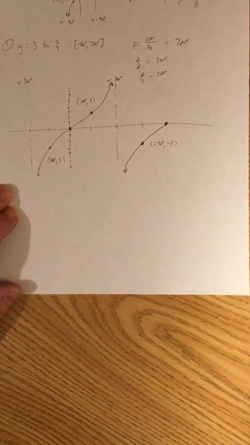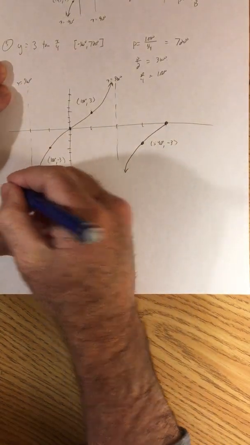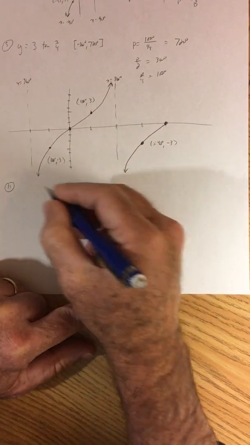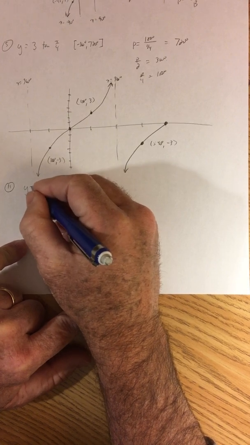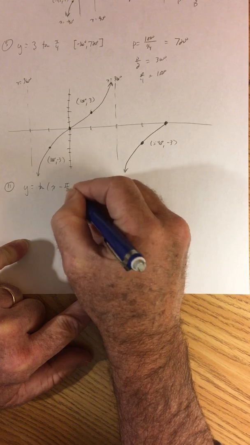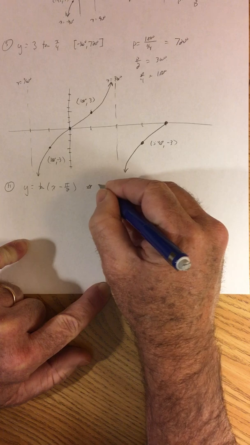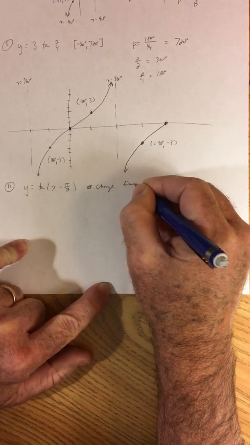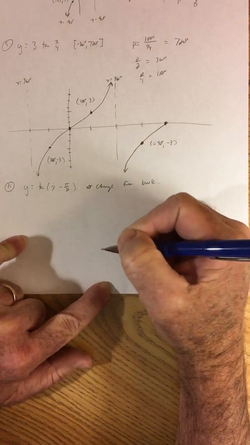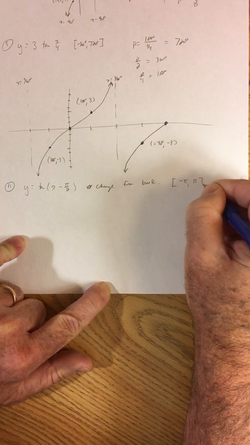Okay. All right, next problem is number 11. Although, we're not going to do number 11 exactly how it appears in the book. The book has y is equal to tan of x minus pi. I'm going to change this to x minus pi over 2. This is a change from the book. Okay, and the window for this one is going to be from -pi to +pi.